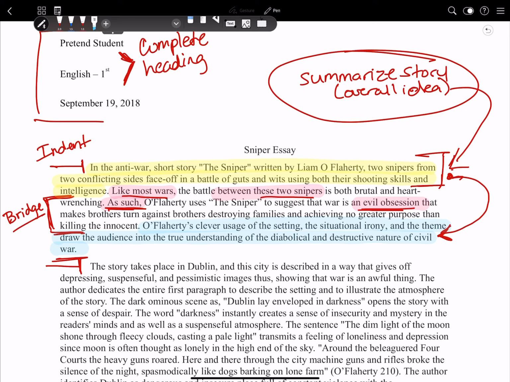So what we have here, you've got her three things that she's going to talk about. She's going to talk about setting, she's going to talk about irony, and she's going to talk about theme. And all of it's going to connect to civil war being bad, right? So we have setting, irony, theme.